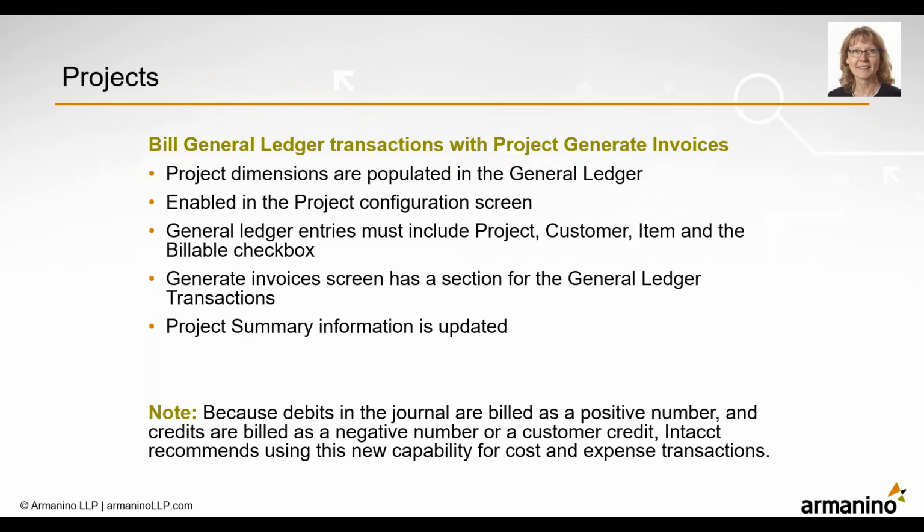So your project dimensions are populated in general ledger. Then it's enabled in the project configuration screen, where you're actually going to go in and configure and say, yes, you want general ledger to come over to your invoicing from the generate invoices in projects. Your general ledger entry has to include the project, the customer, the item, and the billable checkbox in order for it to move over to the generate invoice screen. You're familiar with that right now.